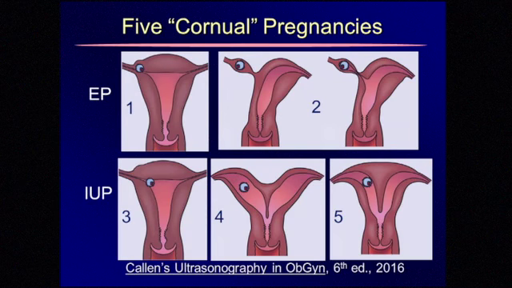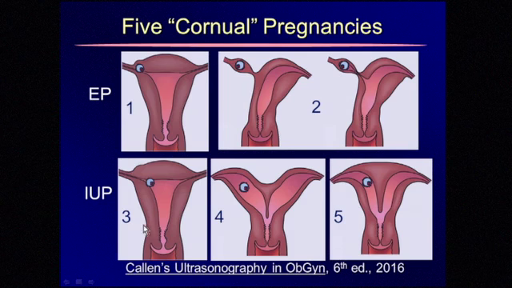So in fact, there are 5 cornual pregnancies, or pregnancies that occur in the cornual region. 2 of these are ectopic pregnancies. So here we have the interstitial ectopic pregnancy, and then we have the ectopic pregnancy which is occurring in the horn of a rudimentary uterus, which may not have a connection to the endometrial cavity, or which may have a connection to the endometrial cavity.